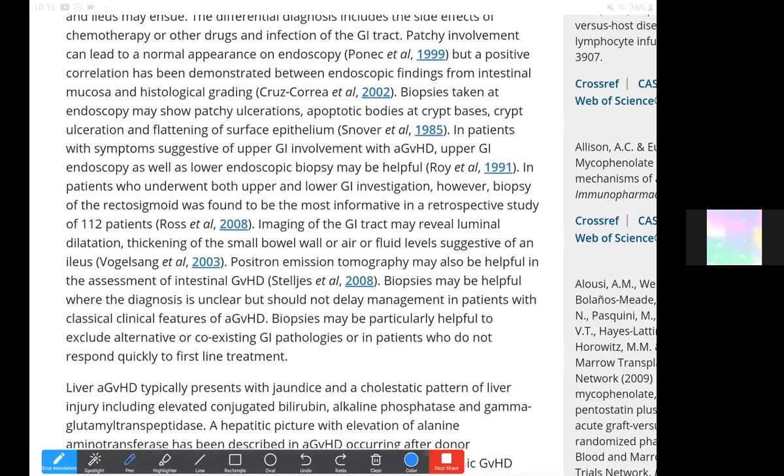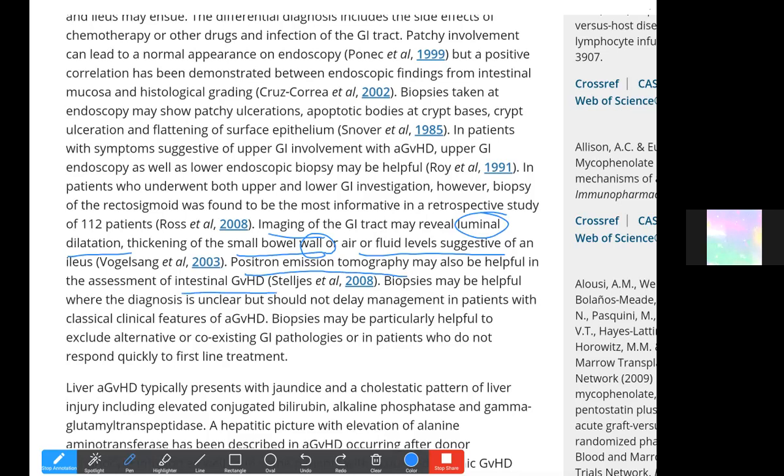So in this case, the findings on imaging are that there can not only be luminal dilatation, but there could be thickening of the small bowel wall. So the wall is thickened and the lumen is dilated, and there are air or fluid levels suggestive of an ileus. Because of the involvement of the neuromuscular tract as well, there could be ileus at the point of involvement. And even PET, positron emission tomography, may be helpful in the assessment of intestinal GVHD, and this could show mostly soft tissue findings also.